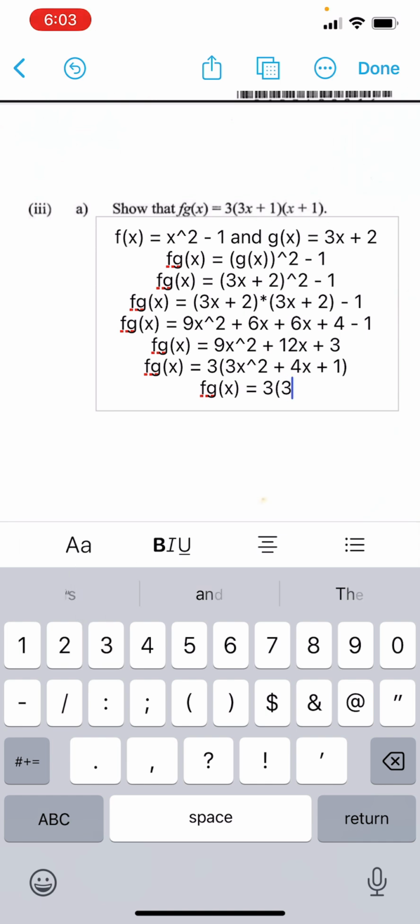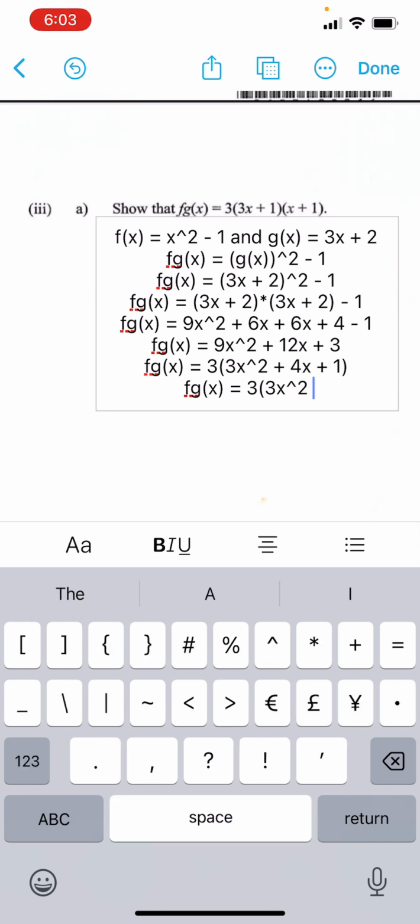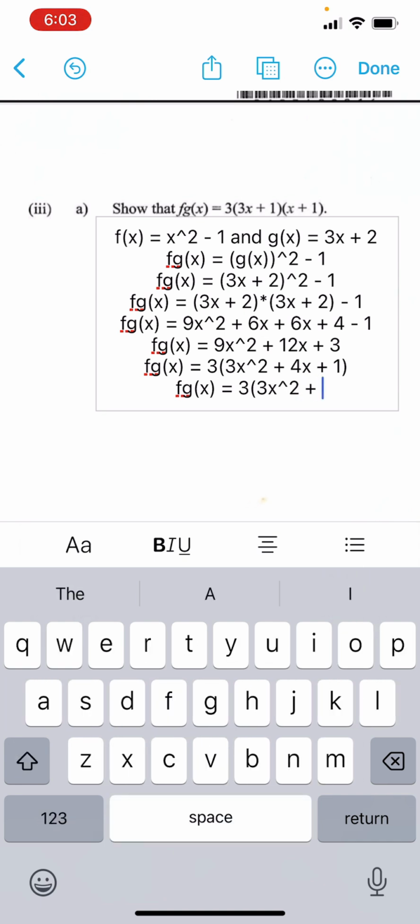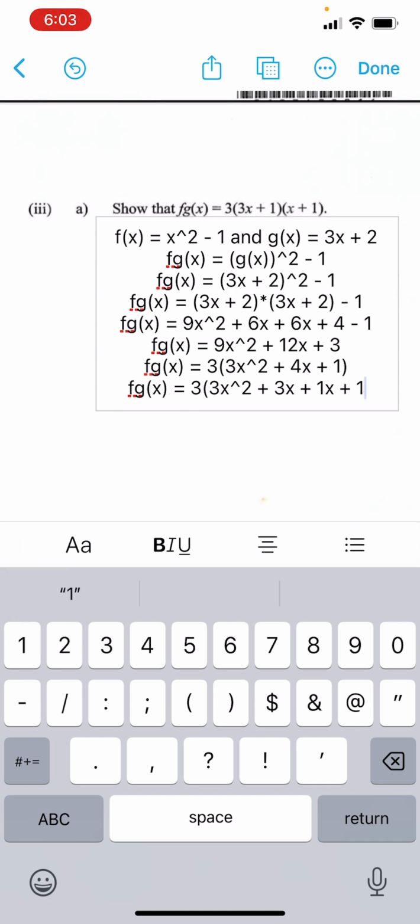So what we need to do now is split up this second term, this 4x. We're going to split up this 4x into 3x plus 1x, or you could just say x. But I'll keep the 1x here because it will be easier to see.